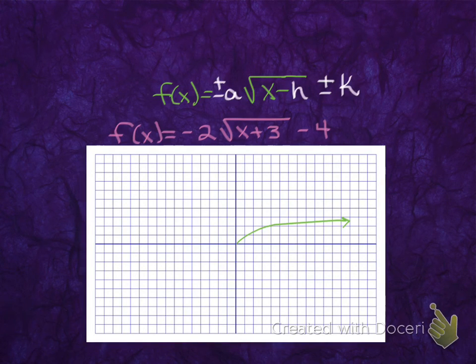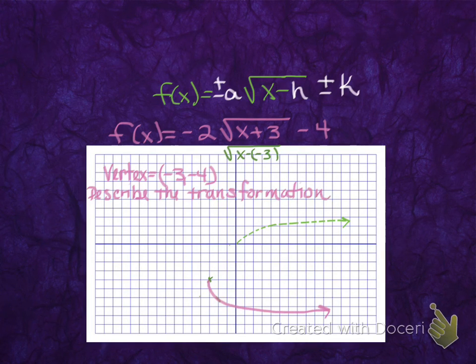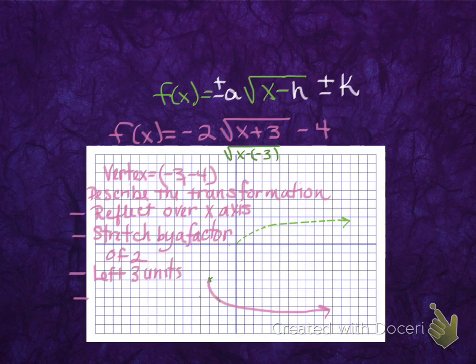So if that is the parent function, what's going to happen? Well, the vertex is at negative 3, negative 4. Notice I'm changing the square root x plus 3 to x minus negative 3, just as a good reminder that that is the h value, negative 3. So let's describe the transformation. Well, it reflected over the x-axis. It stretched by a factor of 2, so I did my best to go from that first little x I made down 2 and over 1. It went left 3 units, and it went down 4 units.